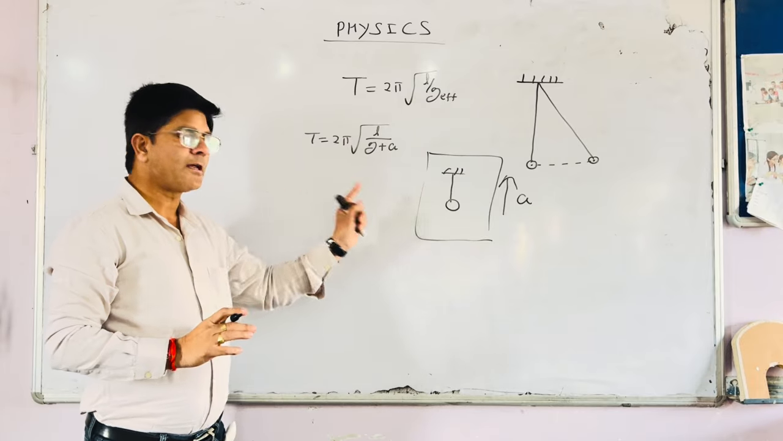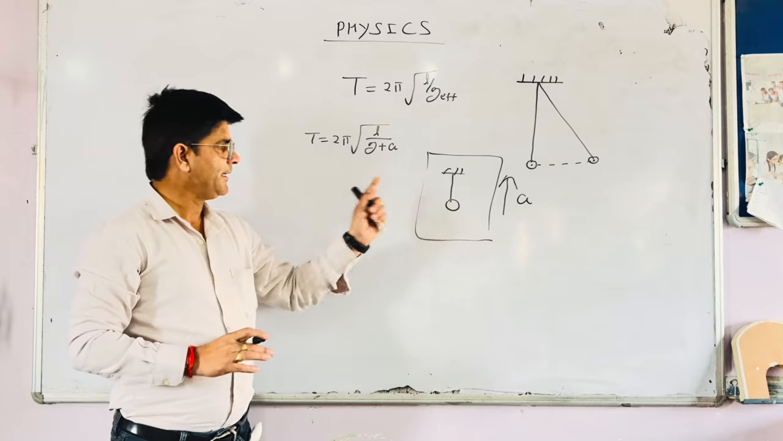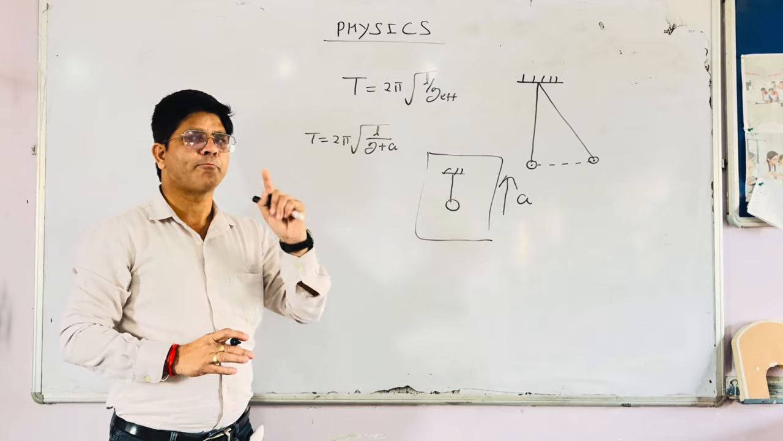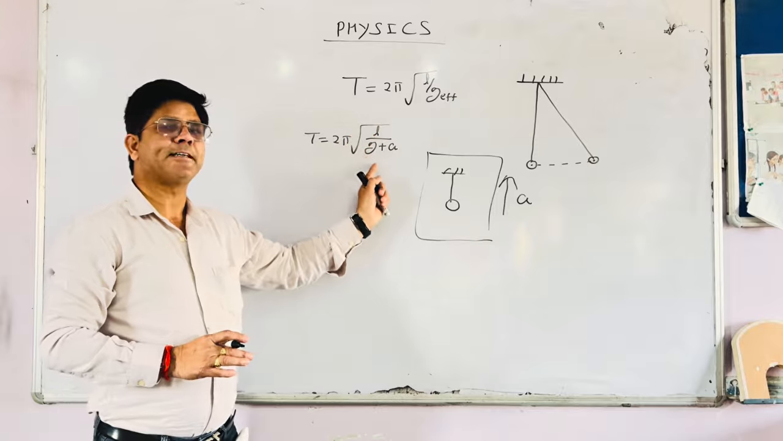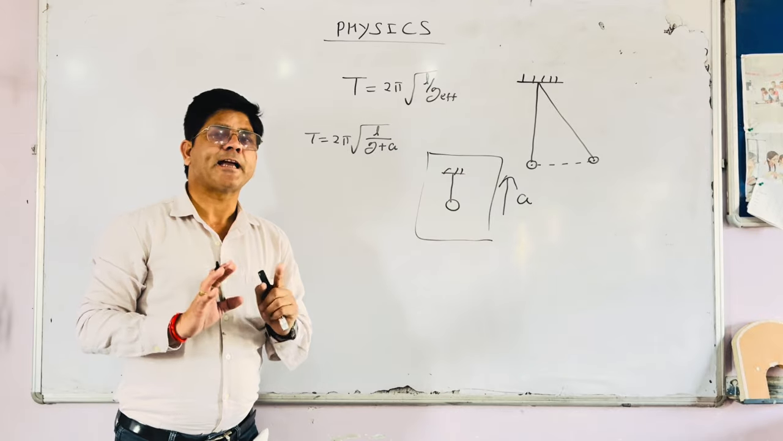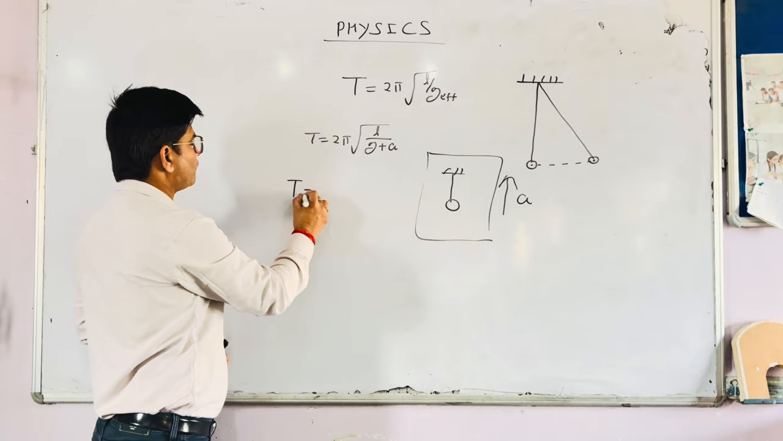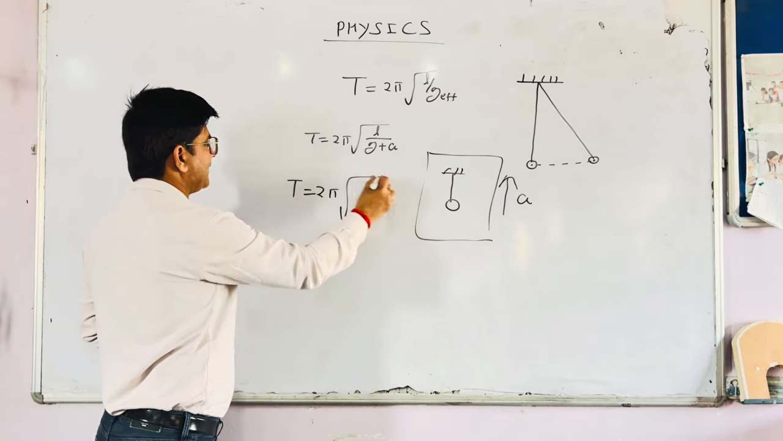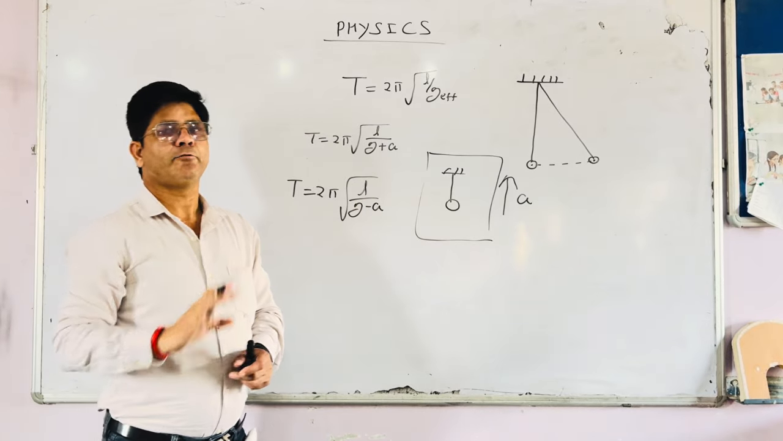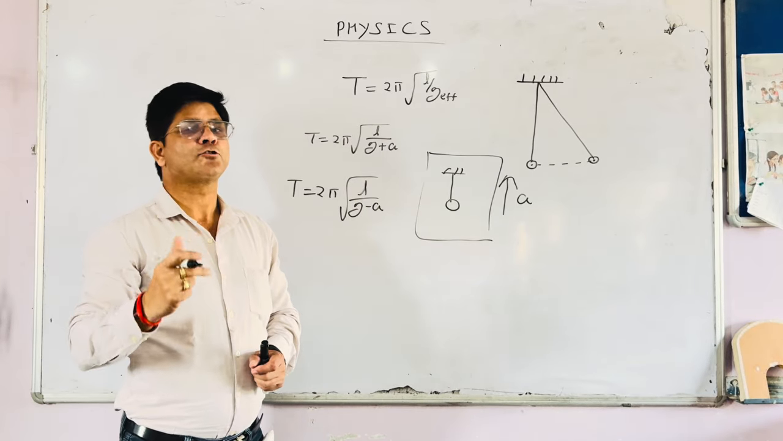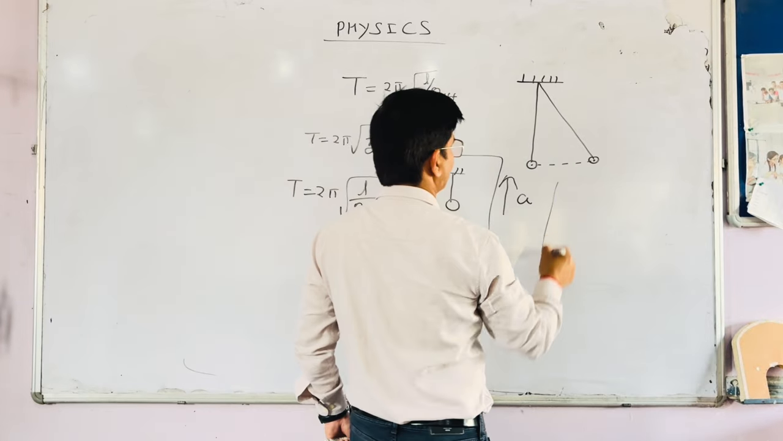If the pendulum is vibrating in a lift moving upward with an acceleration a, then the time period of the simple pendulum becomes T equals 2 pi under root of the length of the pendulum divided by the gravity plus the acceleration of the lift. Similarly, if the lift is moving downward, it is 2 pi under root L upon G minus a. The acceleration of the lift should be subtracted from the acceleration due to gravity. So this is the second condition.